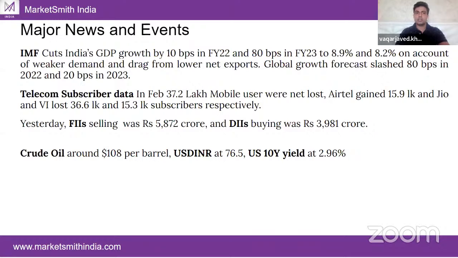Now, let's talk about some other major news and events. So, IMF in its latest update cut India's GDP growth by 10 BPS in FY22 and 80 BPS in FY23 to 8.9% and 8.2% respectively, on account of weaker demand and drag from lower net exports.